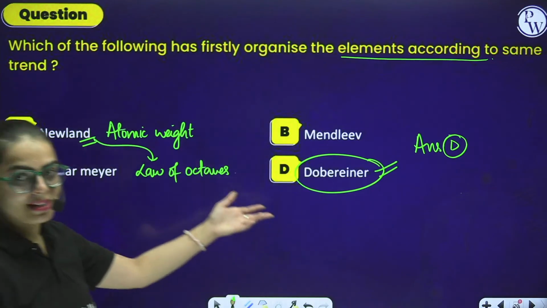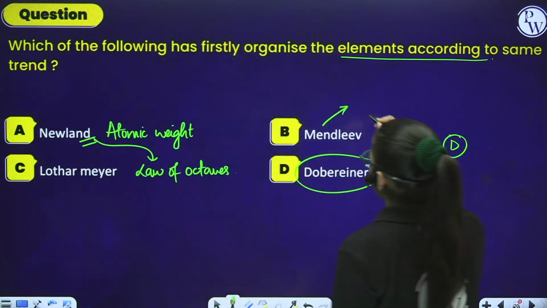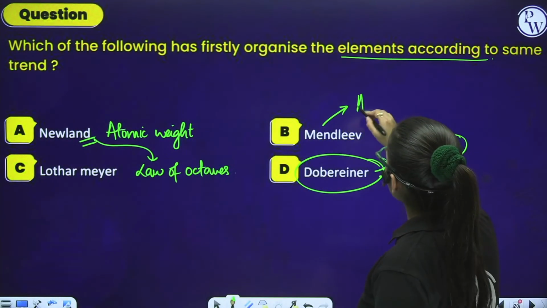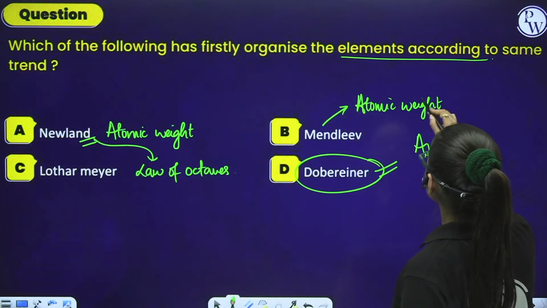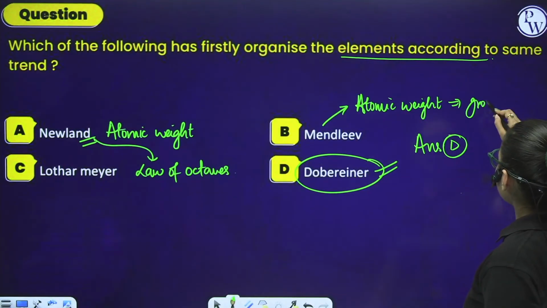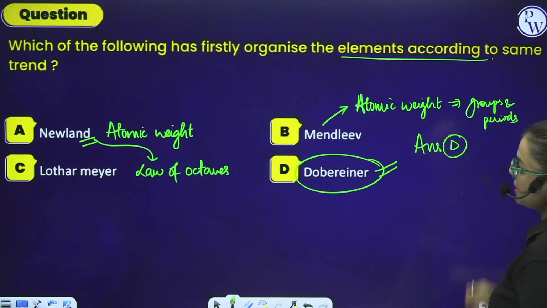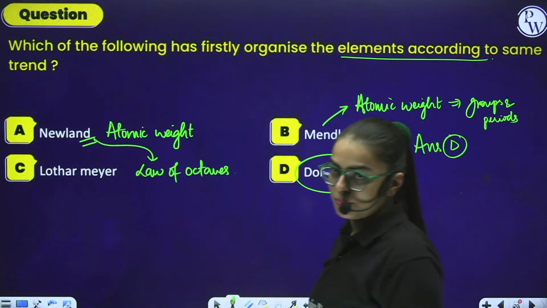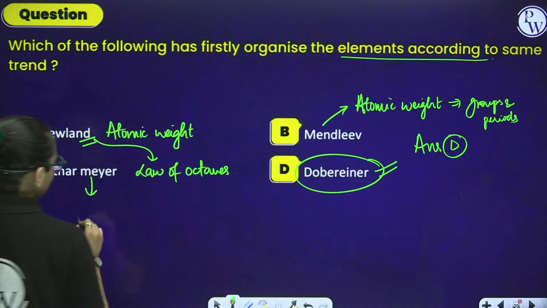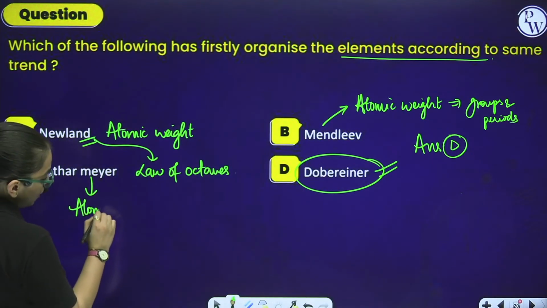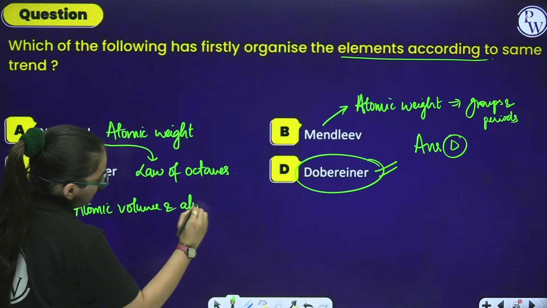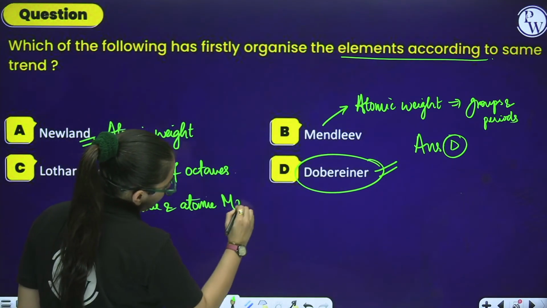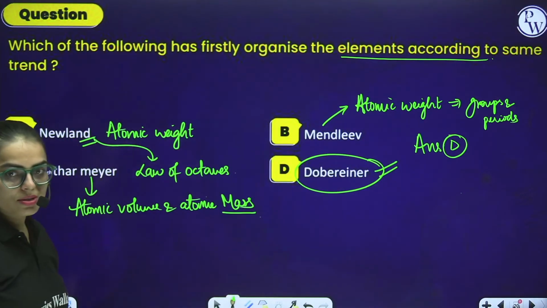Let us talk about Mendeleev. We are going to study Mendeleev in the next session, but again, the principle is based upon atomic weight, and he introduced the terms groups and periods also, which we are going to study. But it was done after Lothar-Meyer's curve. So let's talk about Lothar-Meyer. He plotted a graph between atomic volume and atomic mass, students, right?